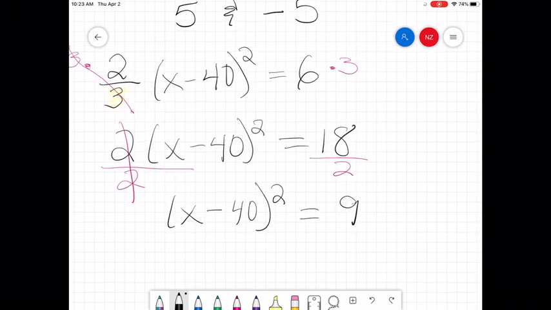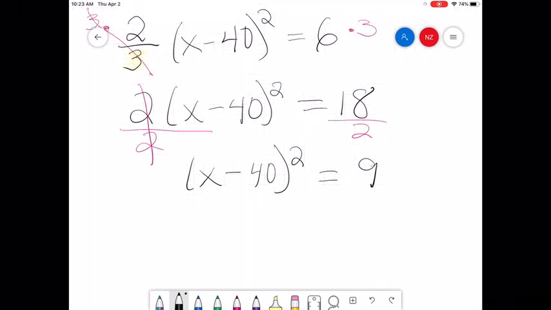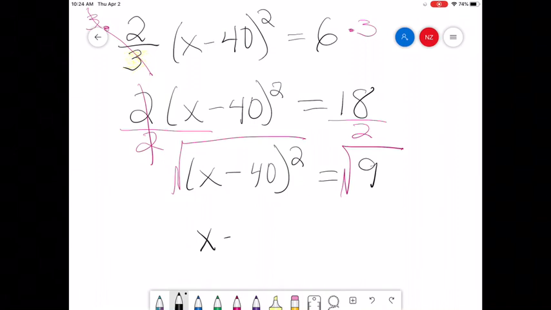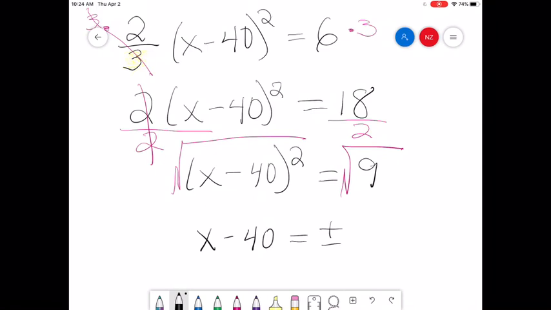This is looking good for me. So now that I have x minus 40 squared equals 9, you may be thinking, oh, move the 40 to the other side, right? No, don't do that because the x minus 40 is in parentheses. So everything is squared. What is the opposite of a square? The opposite of squared is square root. So what I'm going to do here is square root both sides. When I do that, I'm left with my x minus 40, you don't need it in parentheses anymore, equals plus minus 3. Okay?